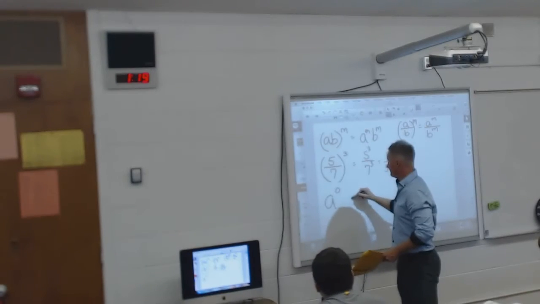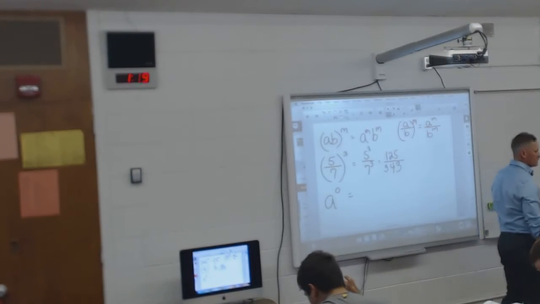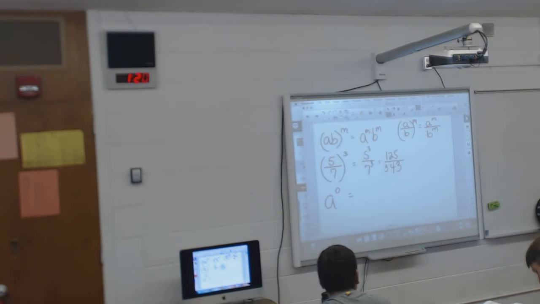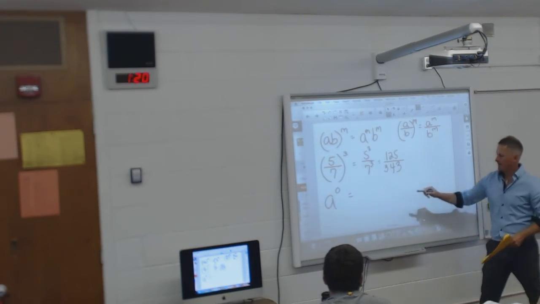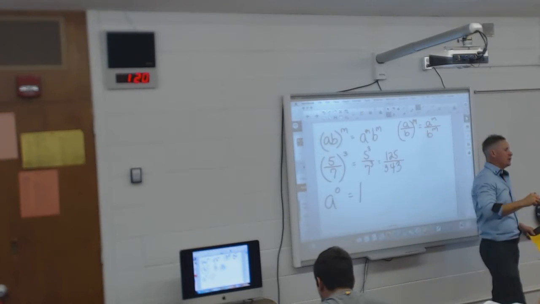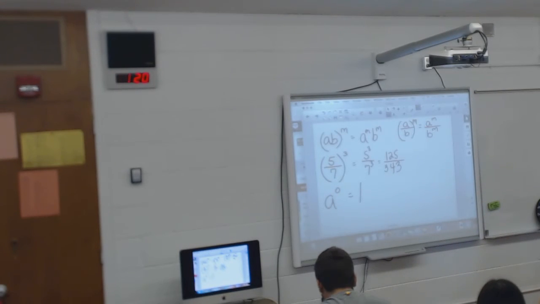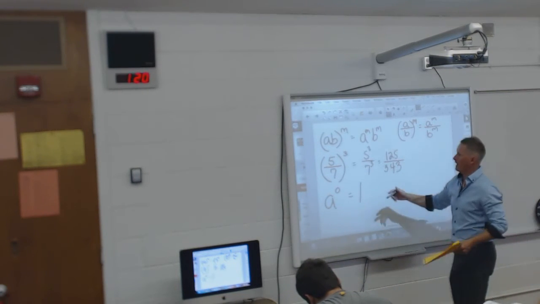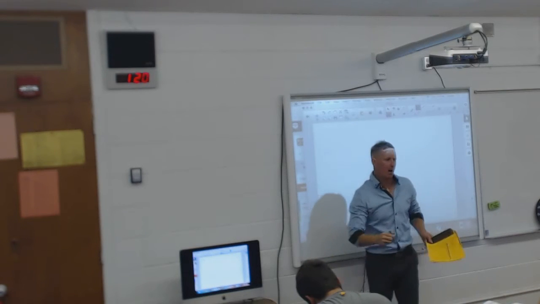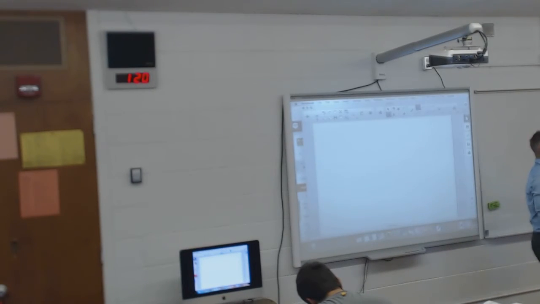What about this guy? E to the 0 is what? 1. Okay. Any value to an exponent of 0 is equal to 1. Okay? Let me show you why. Again, I believe in showing you why and the hows so that you understand it better.